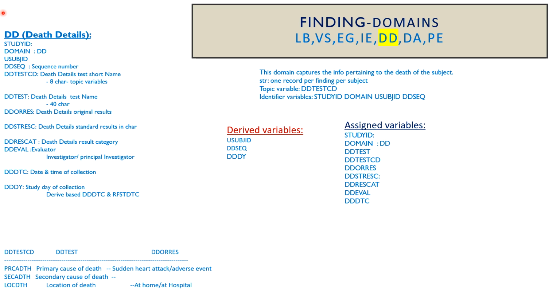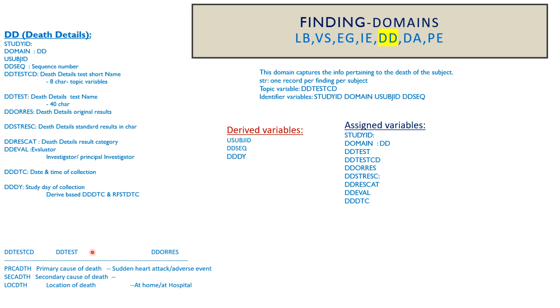In DD domain, these are the variables that will come: study ID, domain, unique subject ID, sequence number, test code, test. Then original results and standard results character. Then category. Then DD who evaluator, that name will come. Then DDDTC, date and time of collection. Then study day of DDDTC. Here the derived variables will be unique subject ID, sequence, and DDDY. These are the assigned variables.